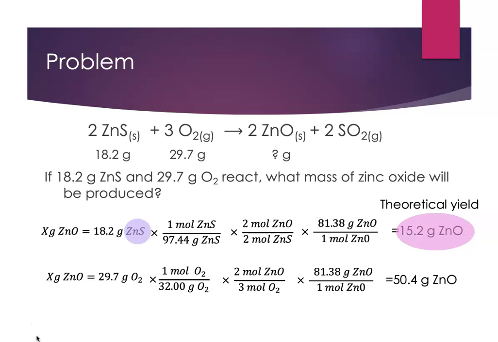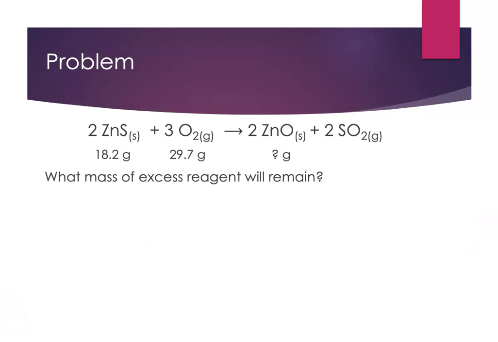Because zinc sulfide is the reactant that calculation was based on, I can state confidently that zinc sulfide must be the limiting reagent and oxygen must be in excess. And I can say that I must have run out of zinc sulfide first because I made less zinc oxide. If I had run out of oxygen first, that calculation would have given me the lower mass of product. We had also wondered what mass of excess reagent will remain.